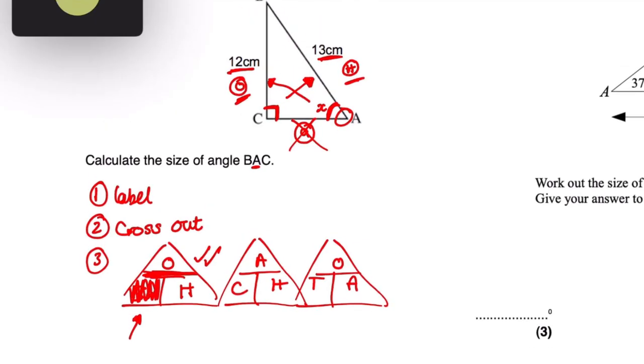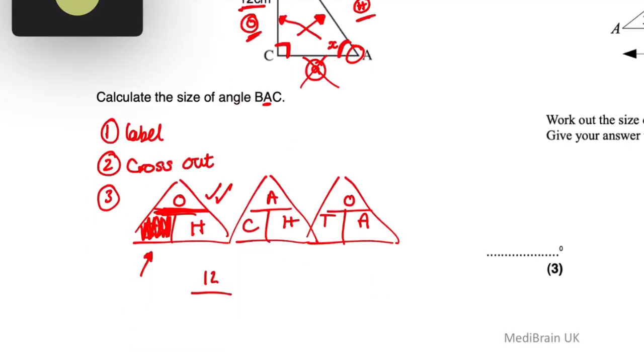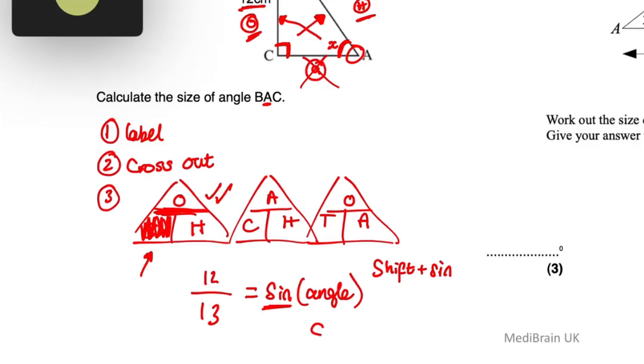Okay, so O is 12 divided by H, which is 13. Okay, and that's going to be equal to sine your angle, just like we have there. Now, we don't want sine angle, we want to get rid of this sine. So we need to do the inverse. So on your calculator, you have to click Shift and sin. That's going to give you sin to the power of -1.